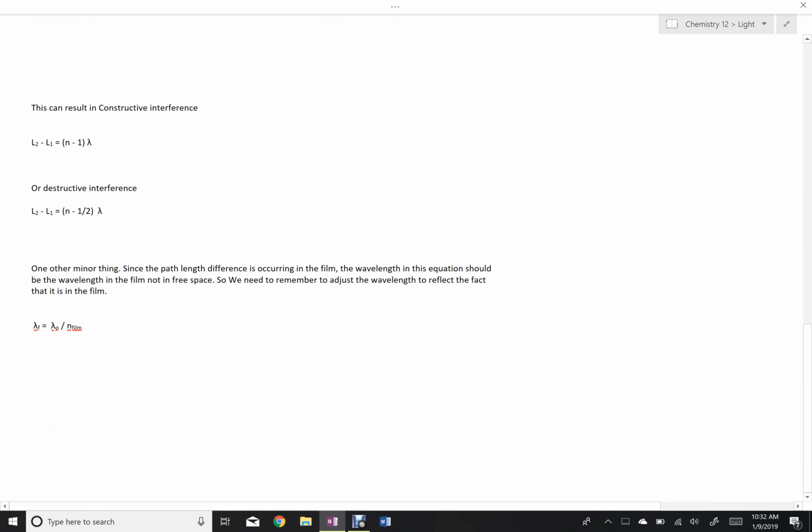Using that, we can predict whether we're going to get constructive interference or destructive interference. So for our specific situation, if 2t minus lambda over 2 works out to n minus 1 lambdas, then we would get a bright or constructive, or if you want to think of it as antinodal reflection. And if 2t minus lambda over 2 would work out to n minus 1/2 lambda, then we would get very little reflection.